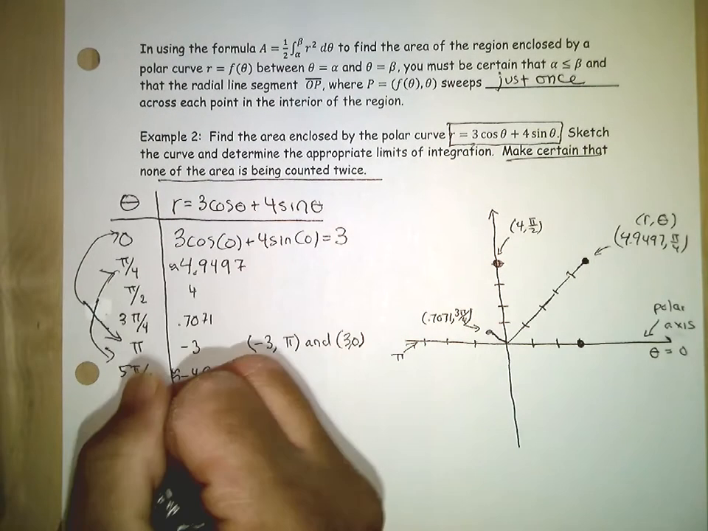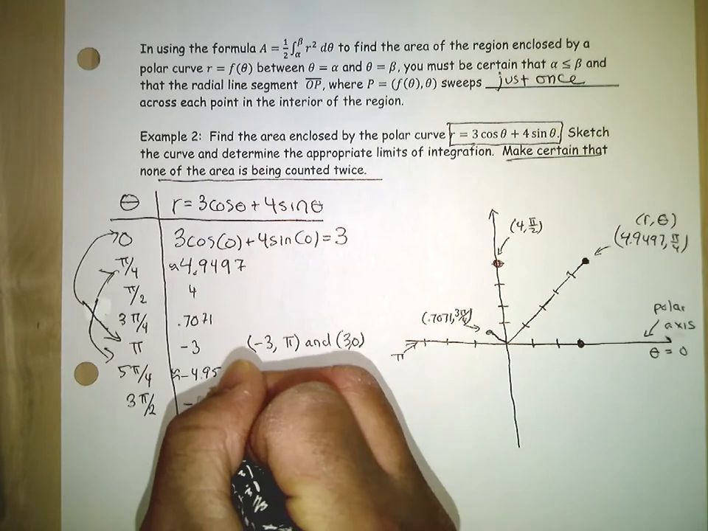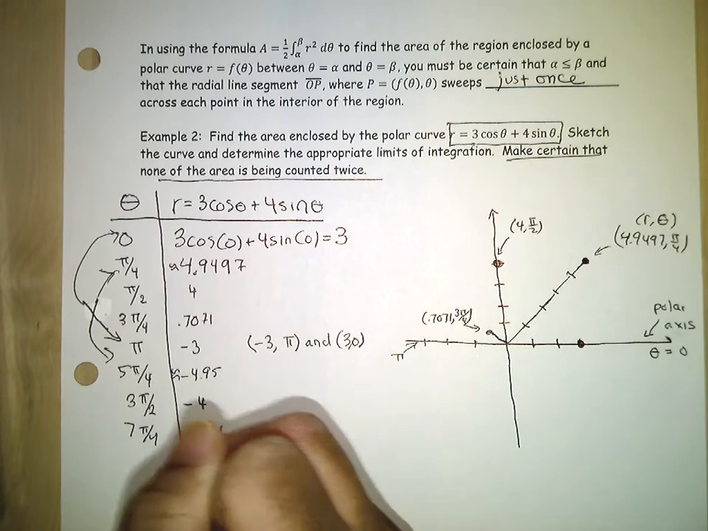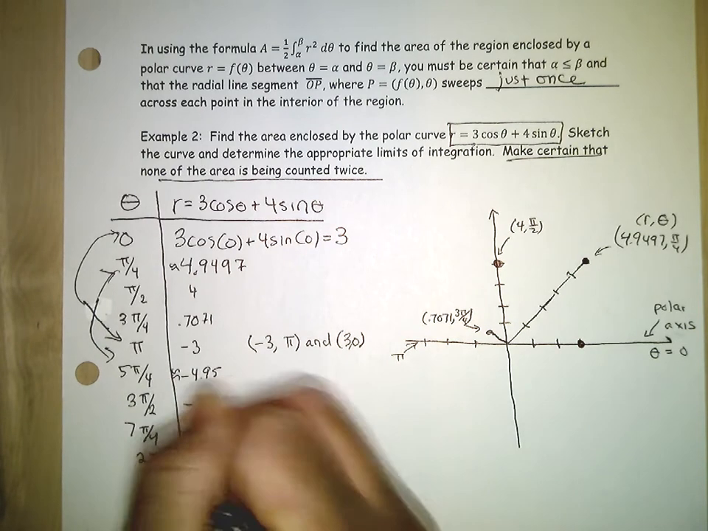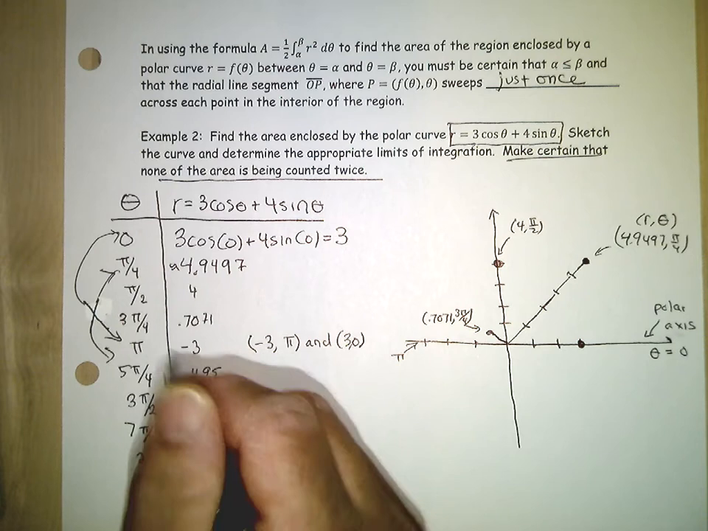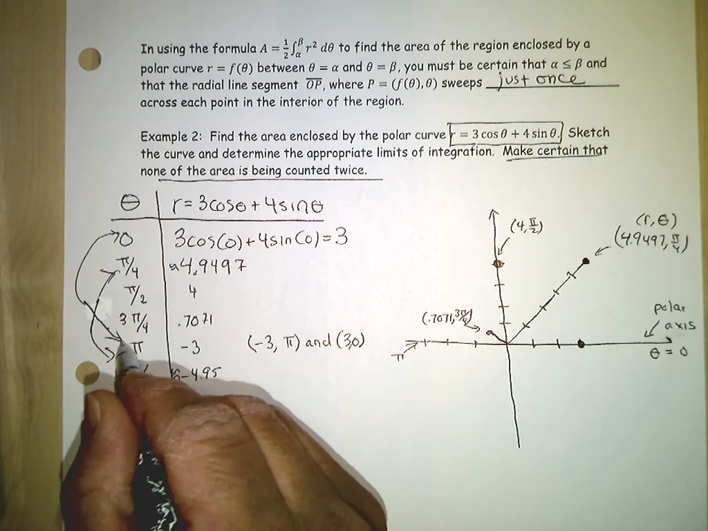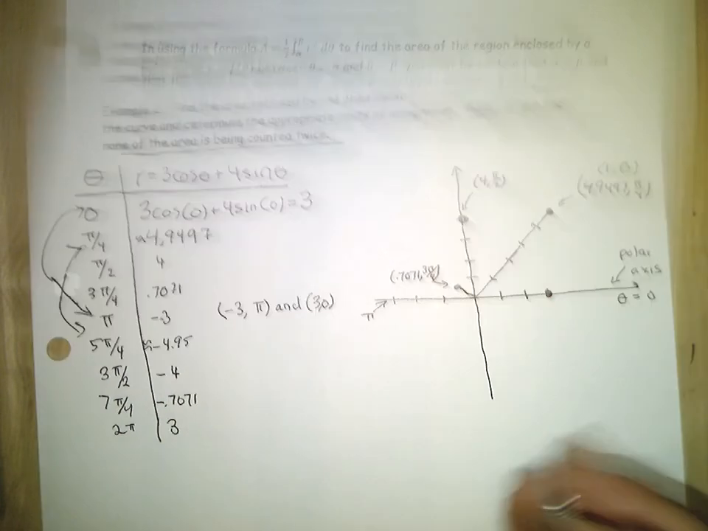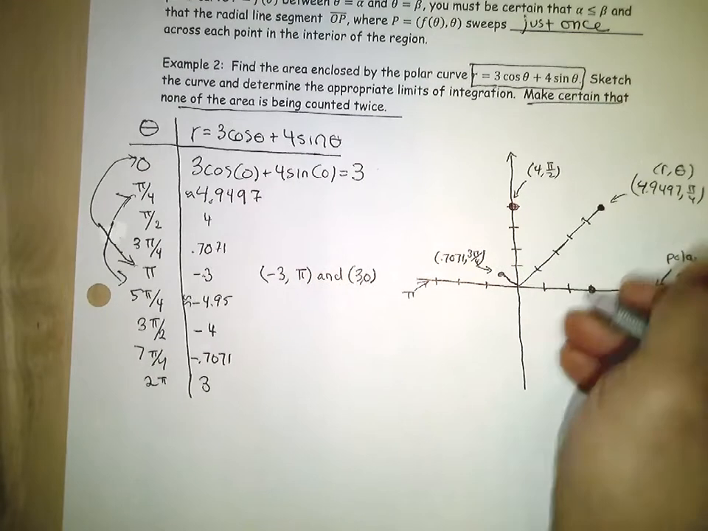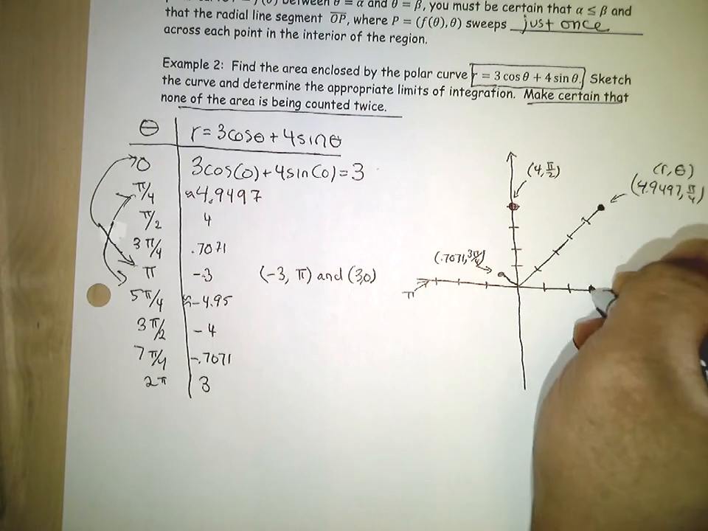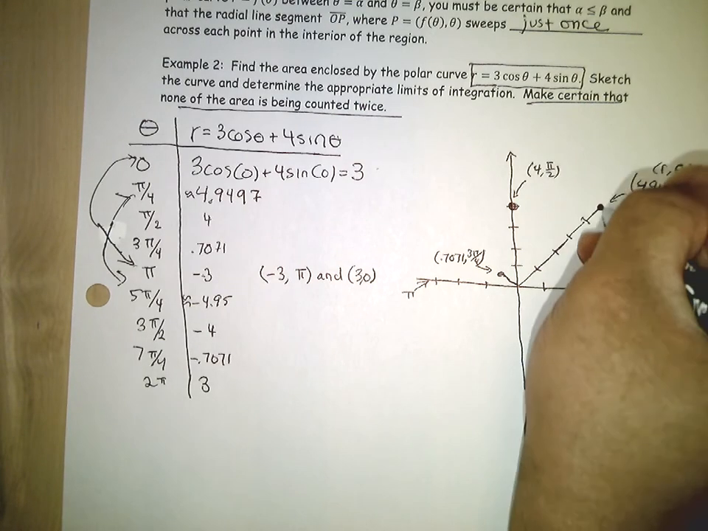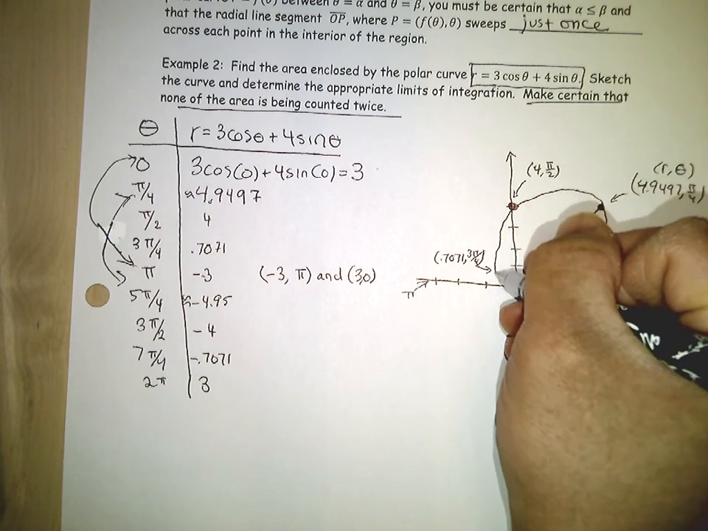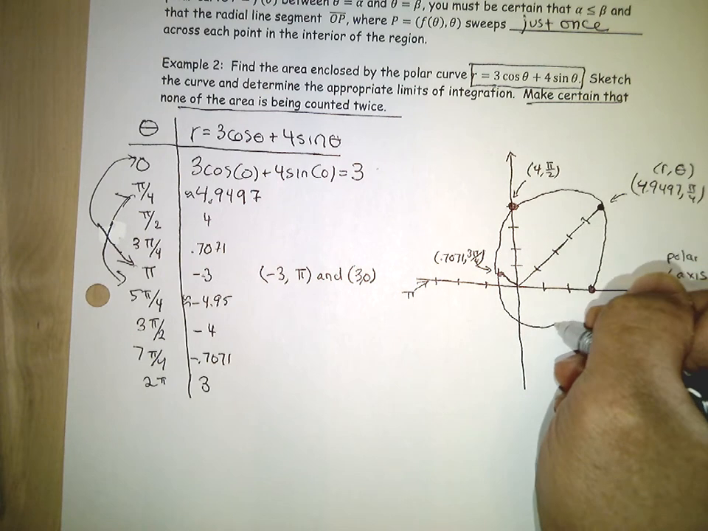Now, let's try, say, 3 pi over 2. That will give us negative 4. 7 pi over 4, negative 0.707. 1 and 2 pi will be 3. So if you noticed, at pi is where the points started repeating themselves. All right, so that means that the graph looks something like this, and I'll make my best guess at a sketch. I'm not the best graphic artist, but I think that you get the point.